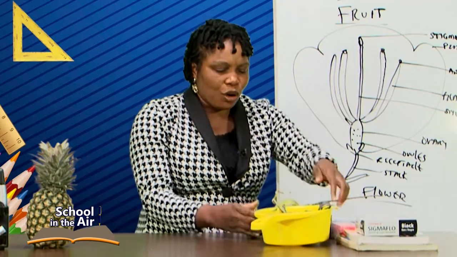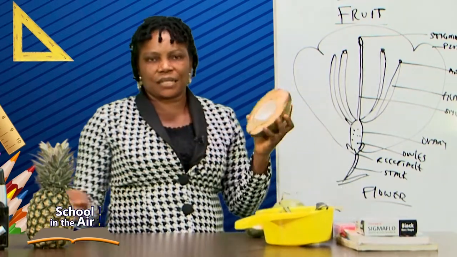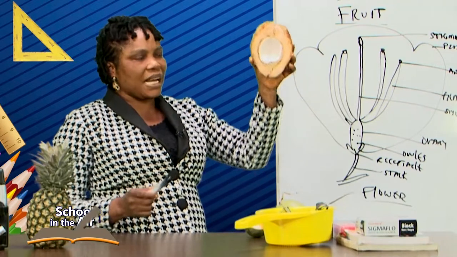Now the pericarp, on the other hand, is made up of three layers. The pericarp is made up of three layers.